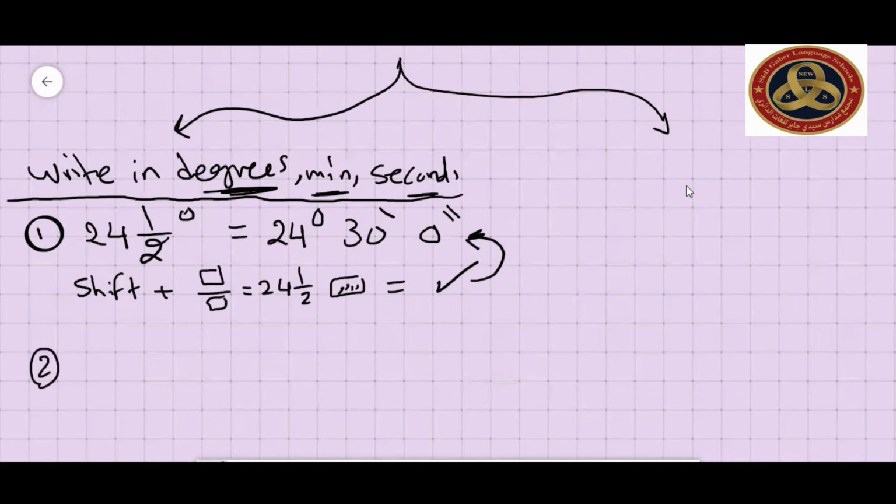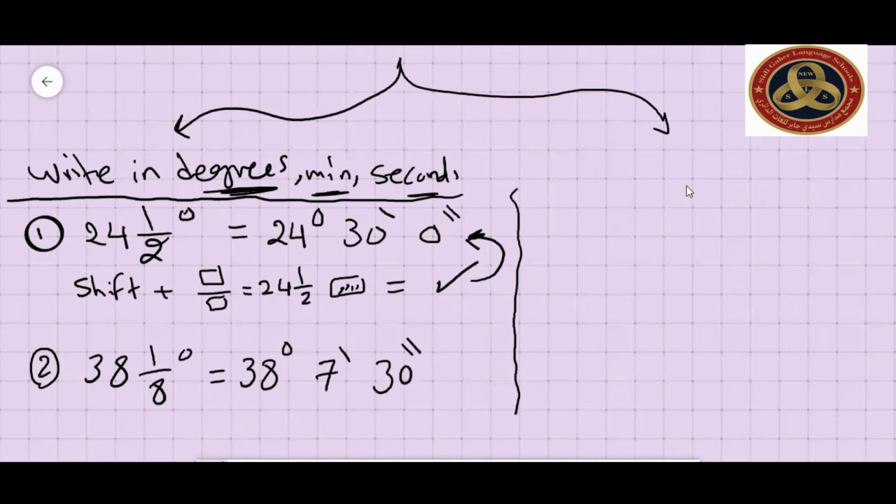Another one. If I ask you to change 38 and 1 over 8 degrees from degrees into degrees and minutes and seconds, by the same way, I can write 38 and 1 over 8 by using the calculator, shift fraction, to change it into the mixed number, and press comma to write the degree. What do we get? We get 38 degrees and 7 minutes and 30 seconds. Okay? This is the first part.